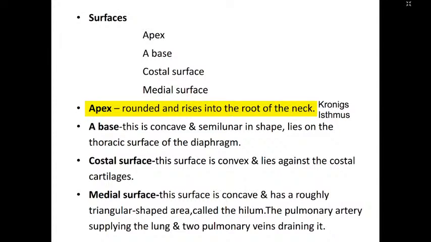So the lung has an apex above, slightly above the clavicle. In the neck, you will see the apex, and it is also called Kronig's isthmus, and you should always percuss it. And from the exam point of view, it is very important. You will be asked some question on Kronig's isthmus. Then there is a base formed above the diaphragm. Then there is a costal surface and the medial surface.